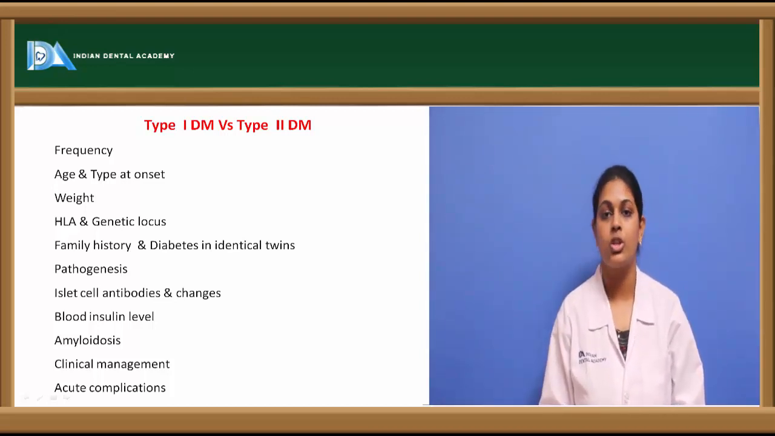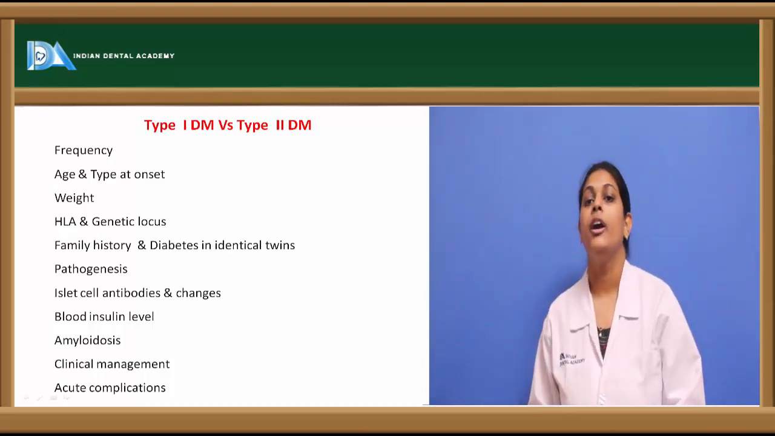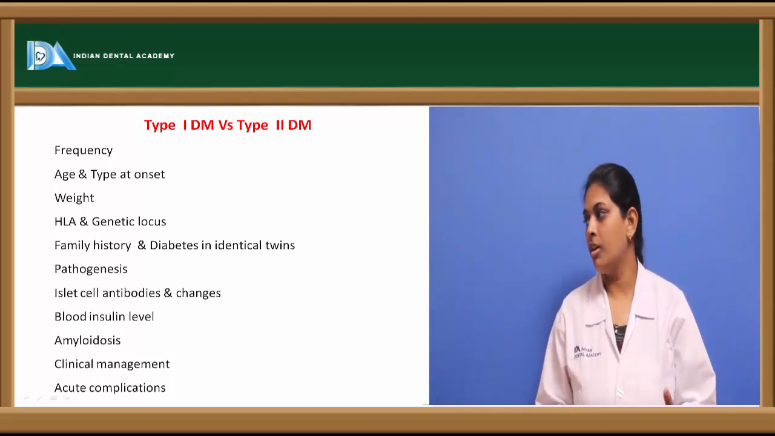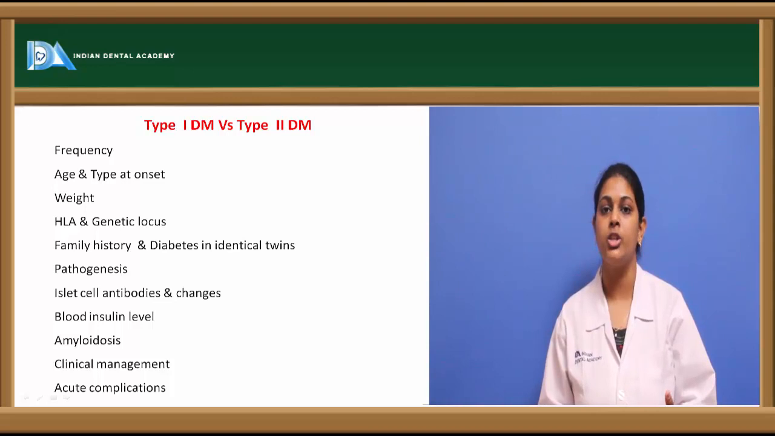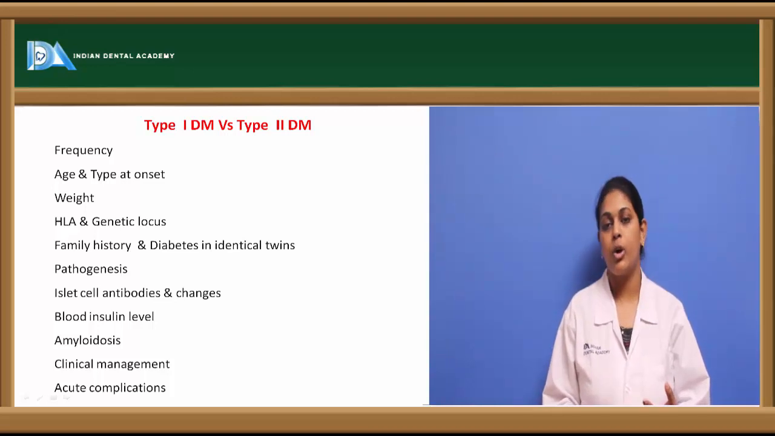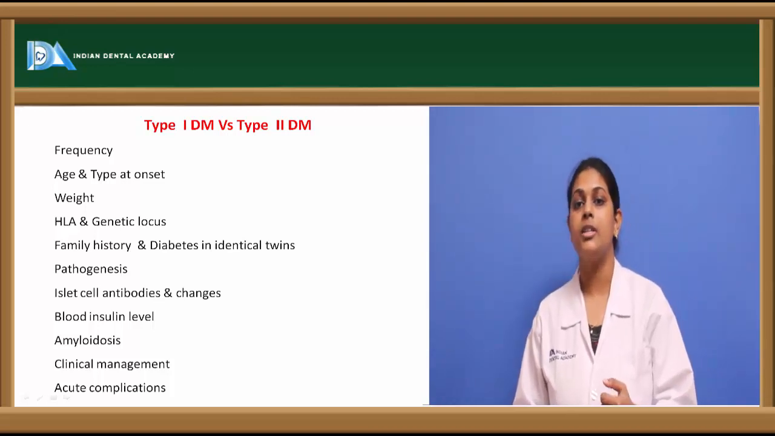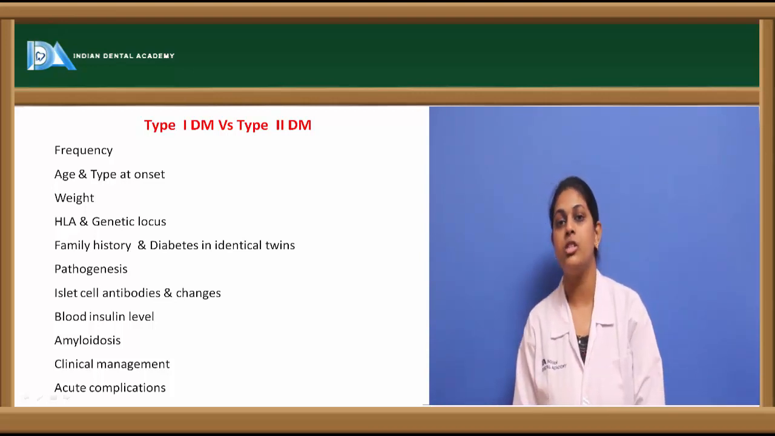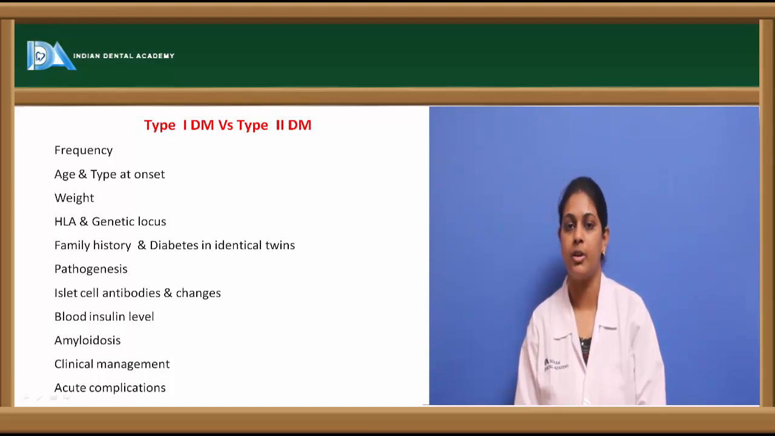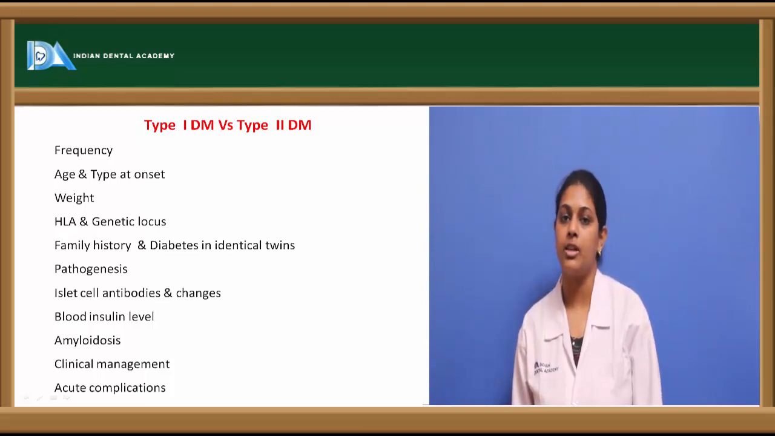Coming to the pathogenesis, in type 1 it is usually because of autoimmune destruction, or otherwise it could be idiopathic in nature, whereas in type 2 it is because of altered insulin levels, which results in hyperglycemia. The islet cell antibodies were seen in type 1 diabetes mellitus with insulitis, whereas in type 2 there were no such autoantibodies, but there was insulitis in chronic cases. Coming to blood insulin levels, there was hyperglycemia in both cases, but in type 2 diabetes mellitus insulin was increased. Amyloidosis is less common, but in chronic cases of type 2 diabetes mellitus, it was seen.